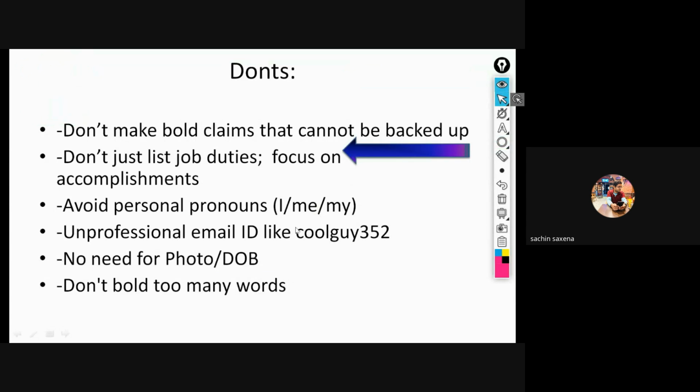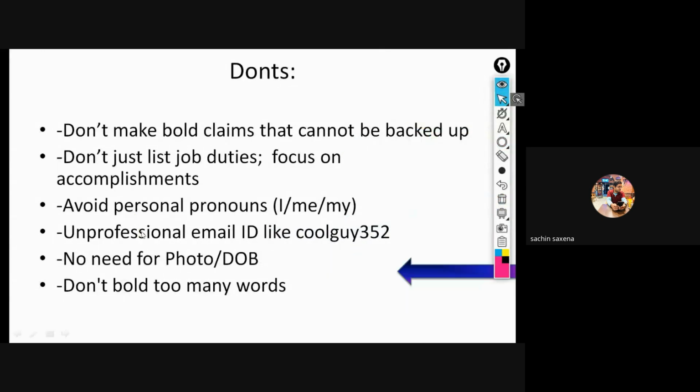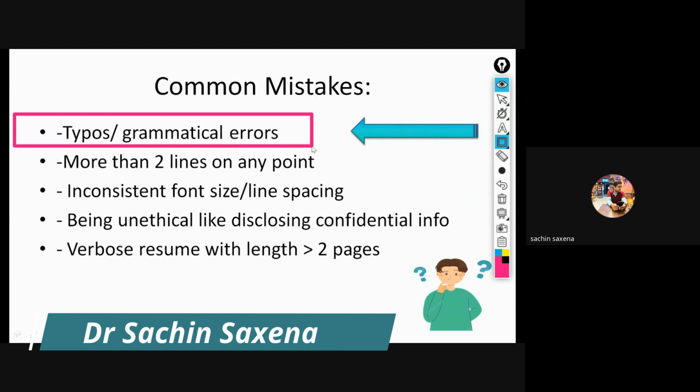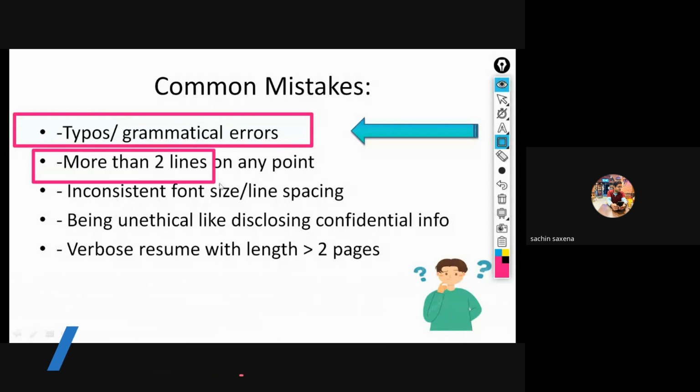ठीक है. अनप्रोफेशनल ईमेल आईडी नहीं होना चाहिए आपकी. फॉर एग्जाम्पल कूल गाइज 352, तो ऐसा आपका जीमेल का एड्रेस नहीं होना चाहिए. या स्वाति लखेड़ा जूली 123@yahoo.com. That looks very unprofessional. So make sure you have a proper email ID as well. Avoid personal pronouns, no need for photo, don't bold too many words. And common mistakes, for example, grammatical errors. Do not make these. Take help of ChatGPT, Gemini to convert into professional lines. More than 2 lines of point.